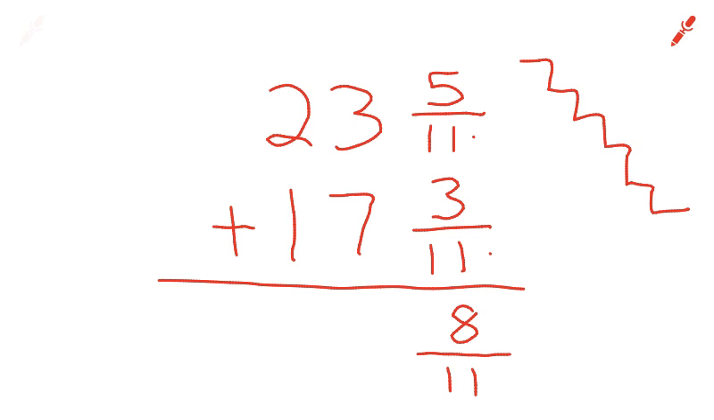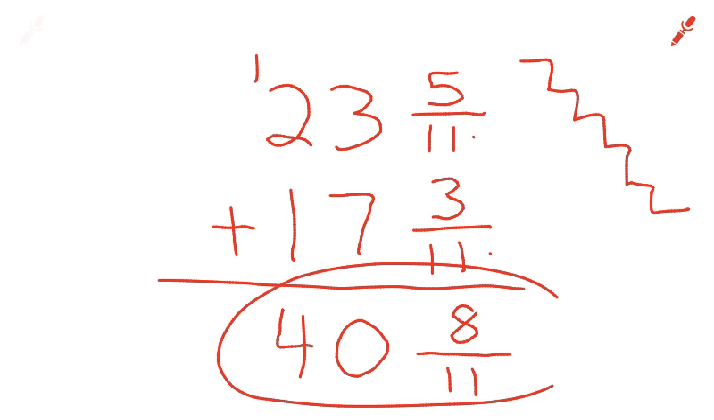We're done with the fraction side, and now we just need to add up our whole numbers. We're doing 23 plus 17 on that side. 3 plus 7, we get 10, so I'm going to put a 0 here, carry my 1. 1 plus 2 is 3, plus 1 more is 4. And our answer to that addition problem is 40 and 8/11. Circle your answer.